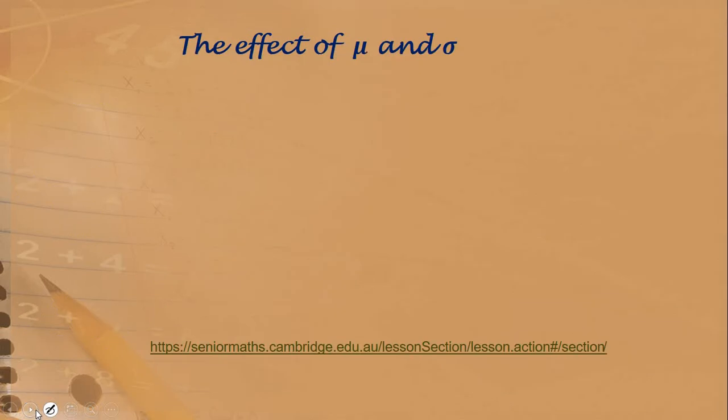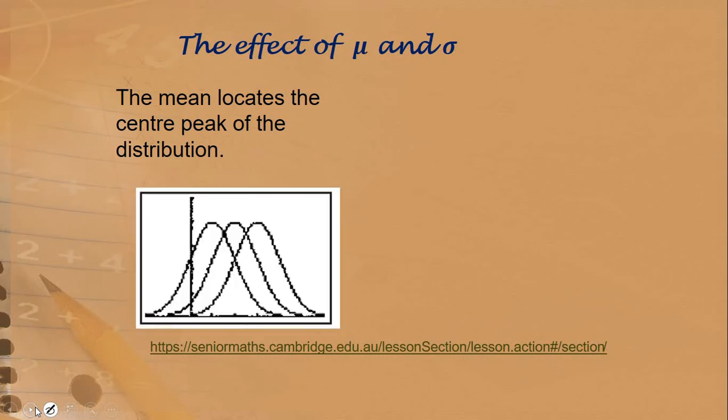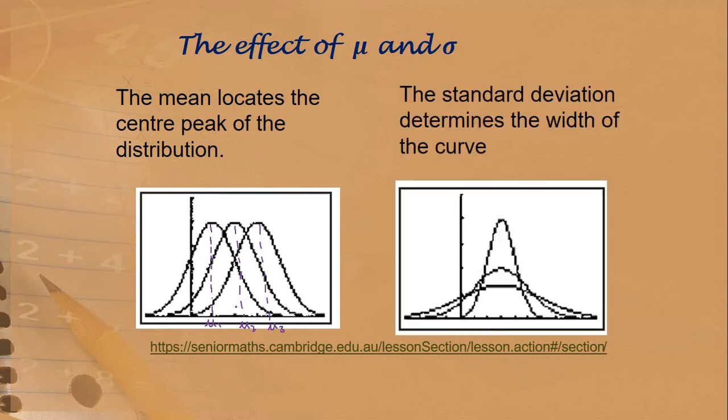All right, if we think about what the effect of the mean and the standard deviation will have, the mean we know locates the center peak of the distribution. So here we can see as the mean changes, all of these would be different values of the mean, mean 1, mean 2. As we change the mean, we change where the center peak is located, or we can think about it as translating left and right. The standard deviation determines the width of the curve. So here they all have the mean at one point, that's all the same, but what is changing is the standard deviation, which is changing the width of the curve.